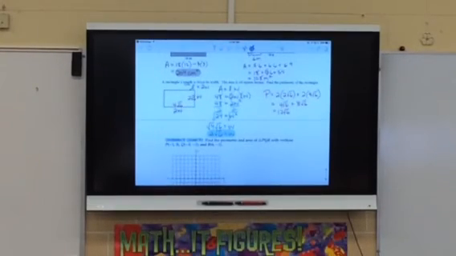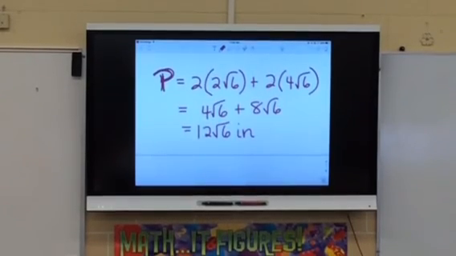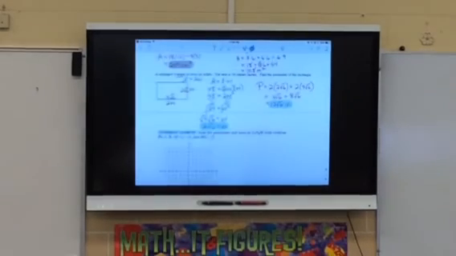Inches. Is it inches or inches squared? It's inches. See how I put perimeter there? That's to help me remember through the whole problem that I'm doing perimeter, so at the end I don't do something silly like write inches squared on the perimeter answer.